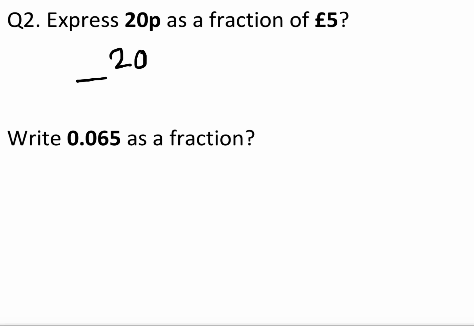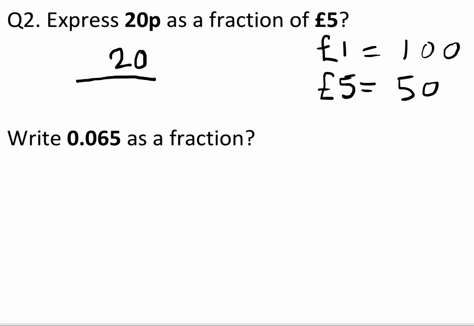And £5 is not the same as pence, is it? But we know £1 equals 100 pennies. So £5 equals 500 pennies. So we just put 500 underneath, and that's your denominator.